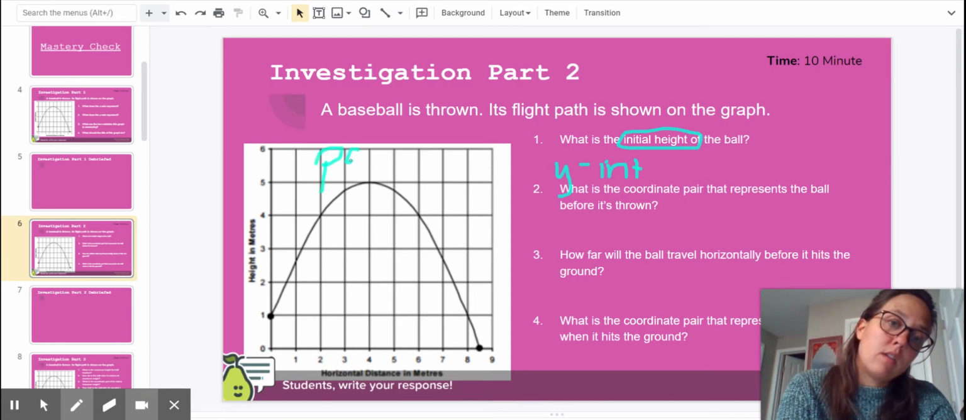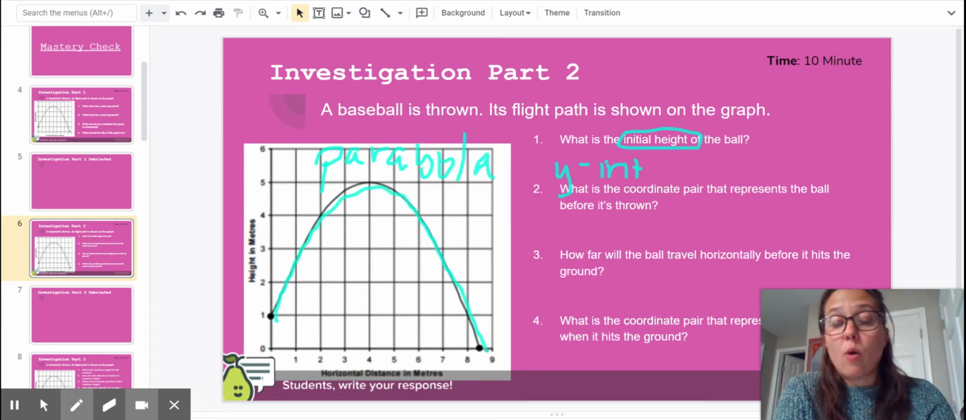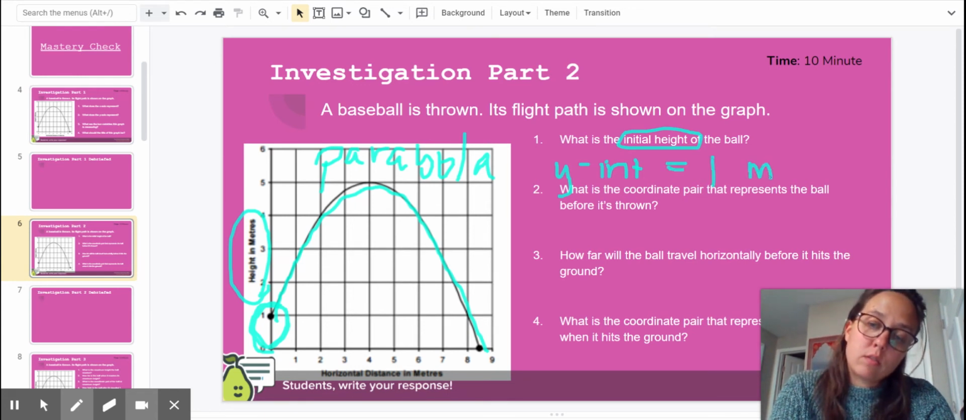This is a parabola. That's what this shape is called. Touches the y-axis, so it touches it at 1, which is the height, right? So the initial height of the ball is 1 meter. And that's what your answer should have been.